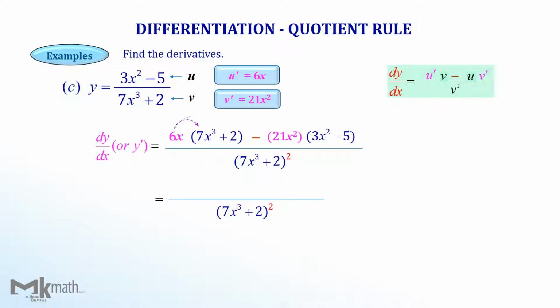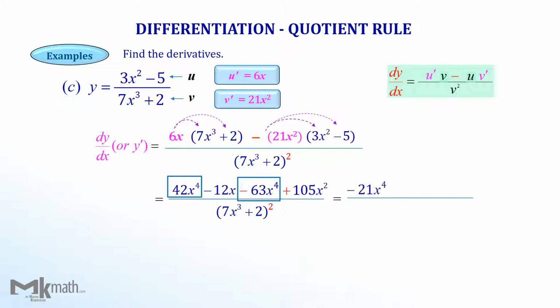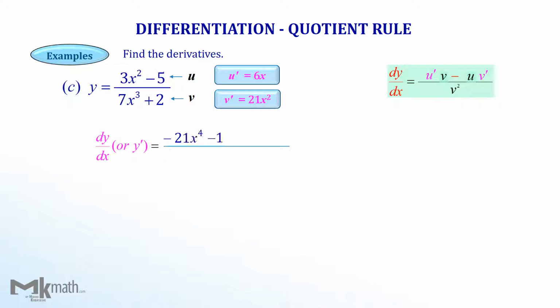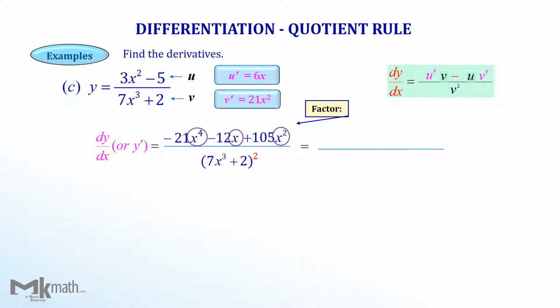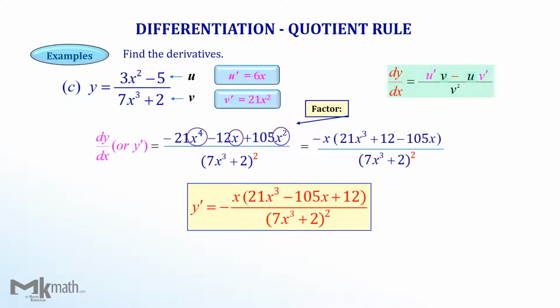Then let's distribute the numerators. Then we collect like terms. We collected like terms on the numerator. However, we can see a common factor on the numerator, taking the common factor -x to get the final answer. Sometimes we could cancel some factor with the denominator, so it is better to take the common factors on the numerator.